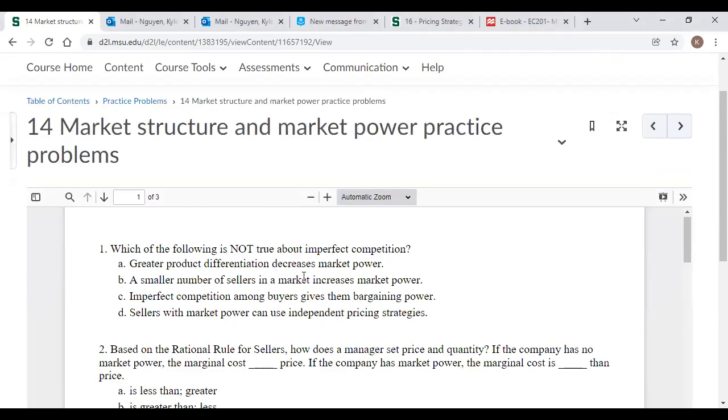Which of the following is not true about imperfect competition? A note, you can also call imperfect competition market power. They're interchangeable as far as I know. So let's describe what market power is, because it has a bit of a hefty definition.